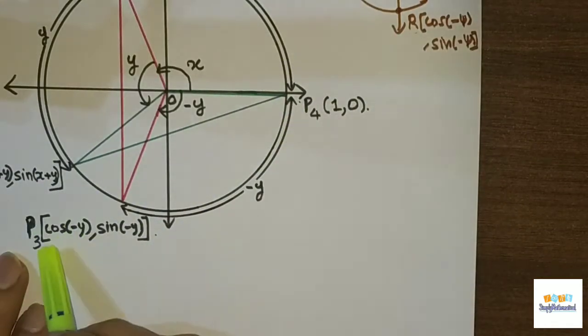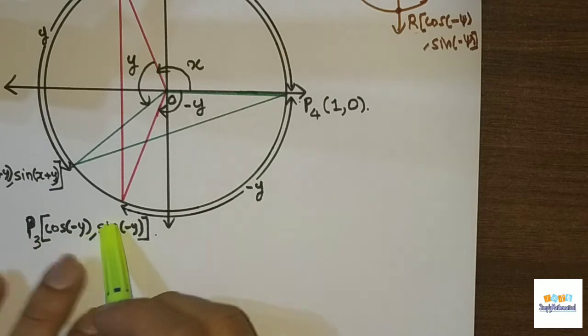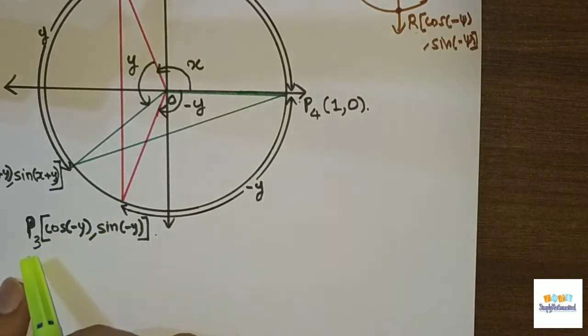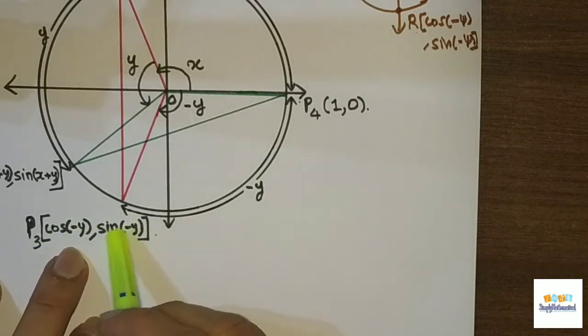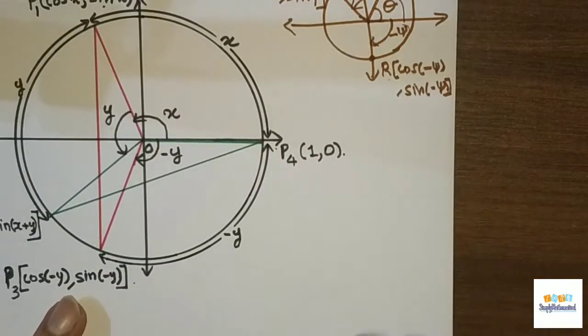So what is the point you get? P3, cos(-y), sin(-y). This point will be P3, cos(-y), sin(-y). Understood? So this is the diagram.